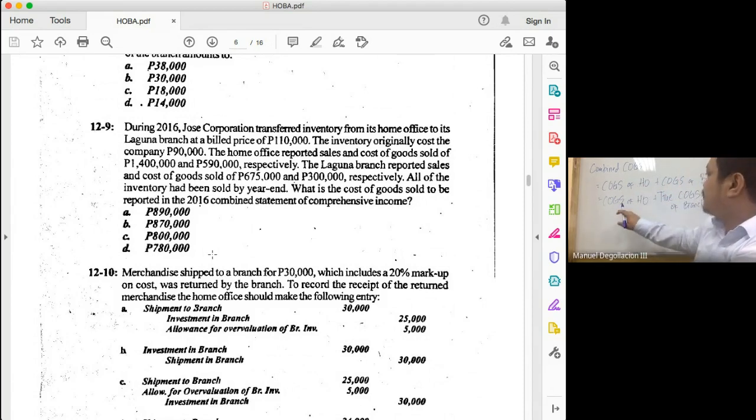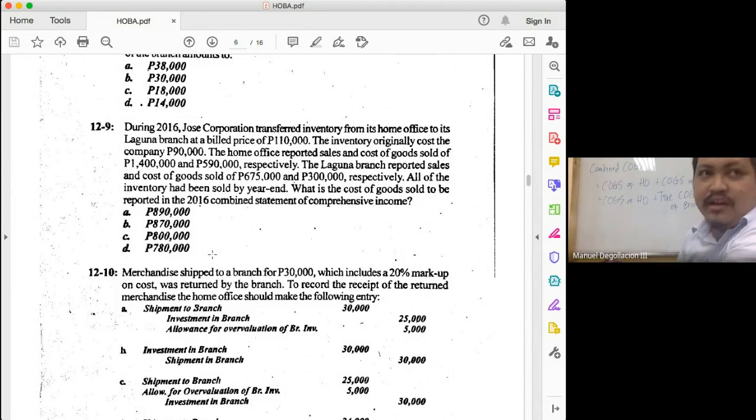So with this one, if combined cost of goods sold is equal to cost of goods sold of the home office plus the true cost of goods sold of the branch, what then can we do? We simply deduct the markup on the branch cost of goods sold. Okay. So how then do we solve for the combined cost of goods sold? Cost of goods sold of the home office plus the true cost of goods sold of the branch. How do we arrive at the true cost of goods sold of the branch? The true cost of goods sold of the branch is the cost of goods sold reported by the branch minus the markup on the cost of goods sold of the branch.